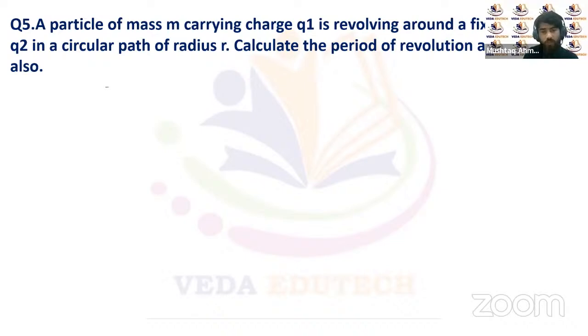It means that we have two charges, q2 and another charge q1, like this. The q2 is at the center, and the q1 is revolving in a circular path of radius r. We have to calculate the time period of revolution and its speed also.